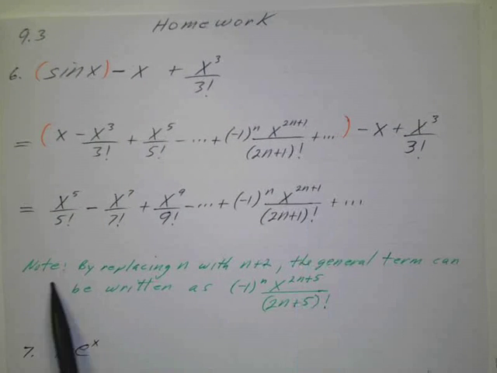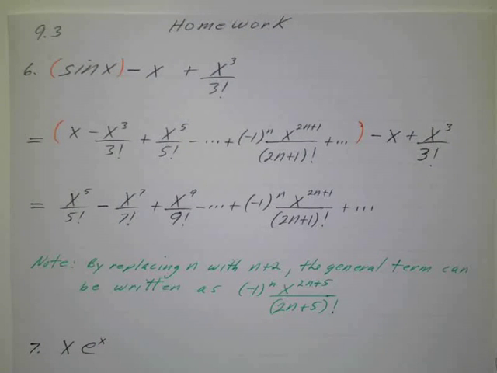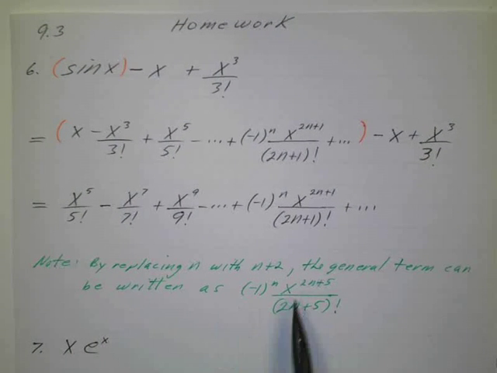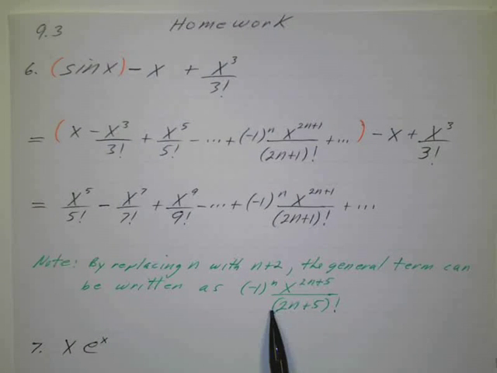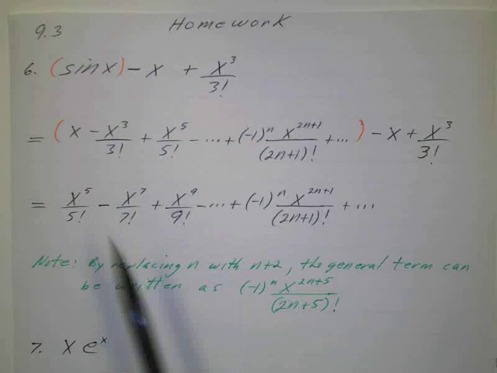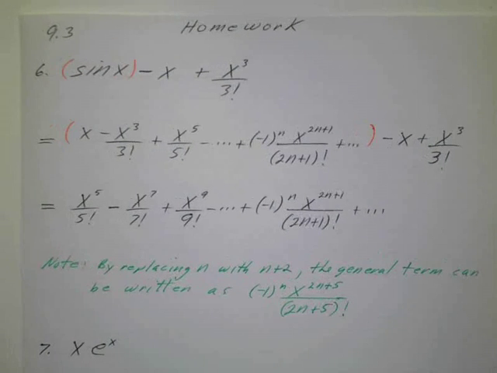So that works out. You could also note here, by replacing n with n plus 2, the general term can also be written as this. And that would work when n equals 0 then. 2 times 0 is 0, plus 5 is 5. Same thing, 5, and then negative 1 to the 0 power is 1. So that would also generate it, so it depends on how you're going to do your index.